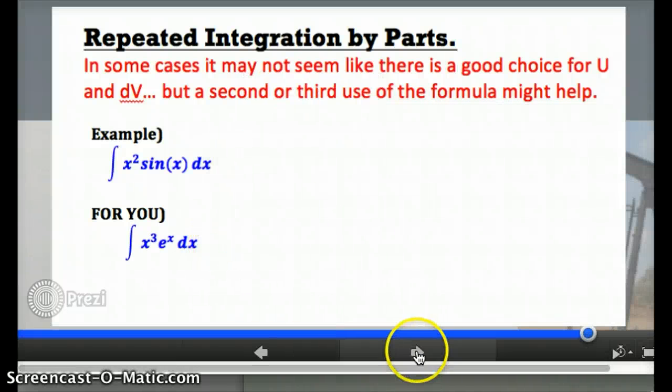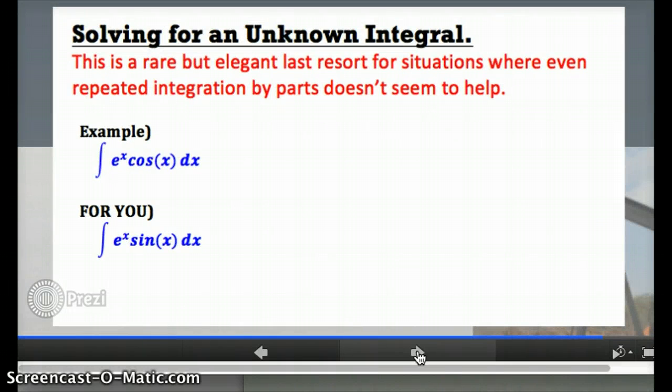Cool, so we'll move on. This is now another way to use integration by parts creatively. This strategy that I'm going to show you right now, which is solving for an unknown integral, is a pretty rare thing, but it is very elegant, and it's something that you'll definitely need to know and could come up in some situations.